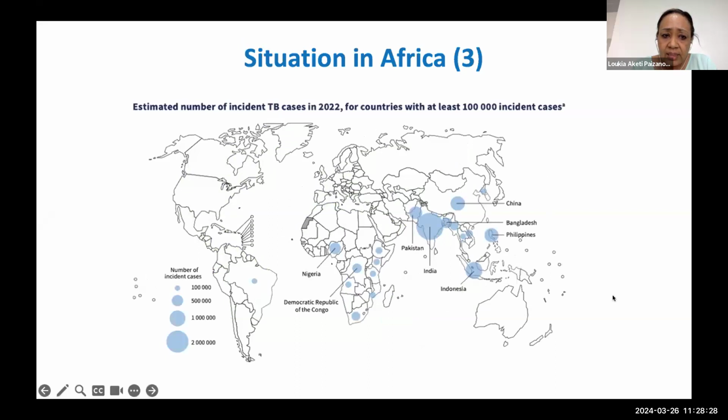And same here for the incident TB cases. So the same regions are affected. In Africa, two countries, Nigeria and Democratic Republic of Congo, have the most cases. Please, slide.